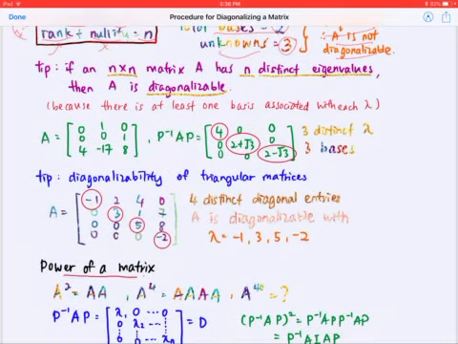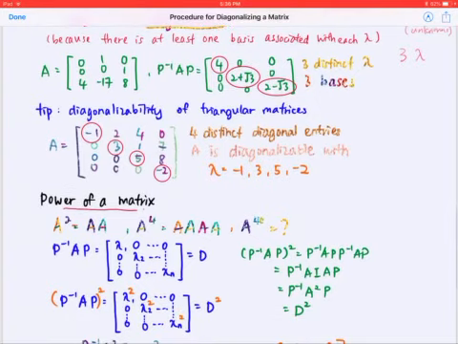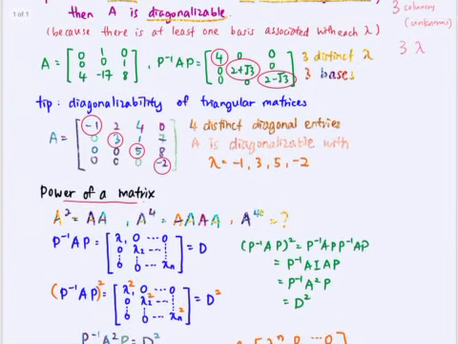So the tip is that if an n by n matrix A has n distinct eigenvalues, then A is diagonalizable. So let's say if you have 3 columns or 3 unknowns. So if you have 3 different eigenvalues, definitely you have 3 bases for it, and hence it is diagonalizable.